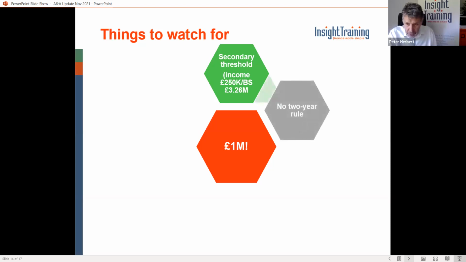Now, the 2-year rule we talked about all the way through this short session does not apply in any way, shape or form to charities in the way it does to ordinary trading companies. It's much more simple and based on that headline figure.